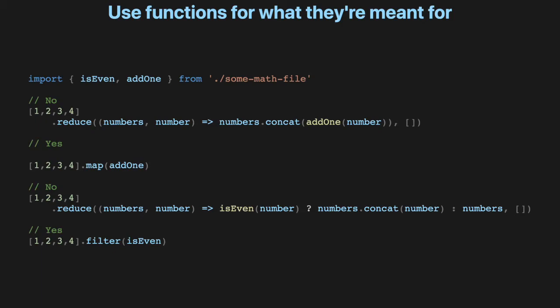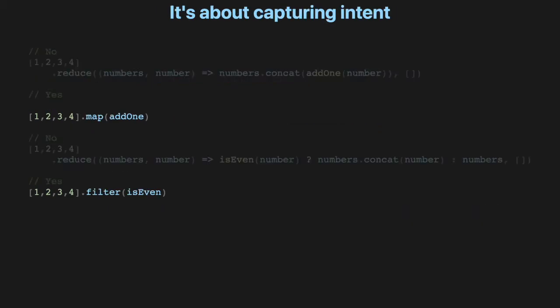So we should use the correct tool for the job. Remember, map is for transformations, filter is for keeping items based on some condition, and reduce is for folding data structures into new ones. It's about capturing intent. Look at how much more terse and succinct these calls are. They tell you exactly what operation is going to happen.